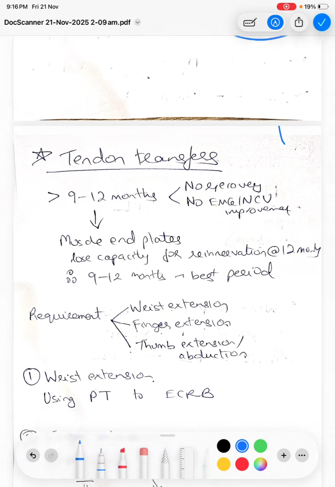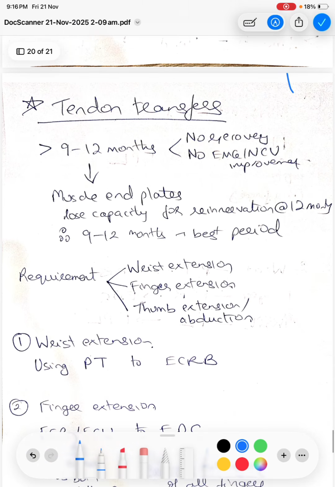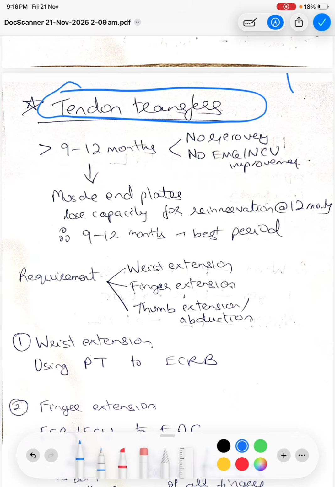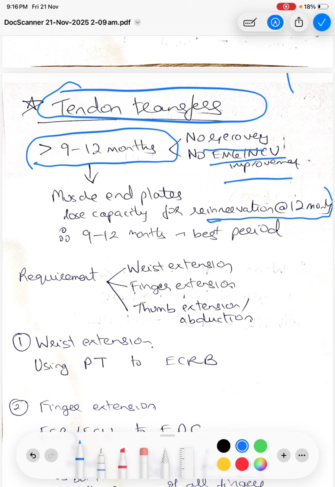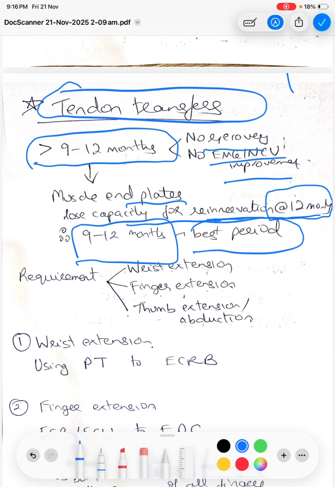Okay, now at the end we have reached the last part of our tutorial. We are going to understand the concept of tendon transfer in a case of radial nerve palsy. Okay, so what is the ideal time for doing tendon transfer? It is between 9 to 12 months, more than 9 months, if there is no recovery and no EMG NCV improvement. Okay, why at 9 months? Because muscle end plates lose capacity for re-innervation at 12 months. So 9 to 12 months is the best period. If you delay after 12 months, there might not be good results.